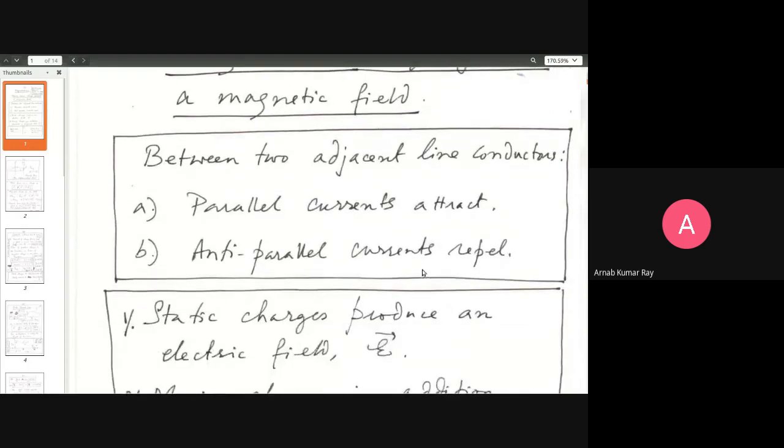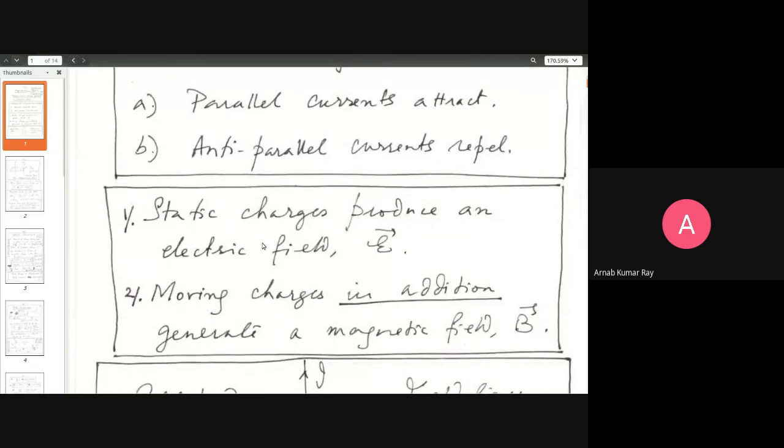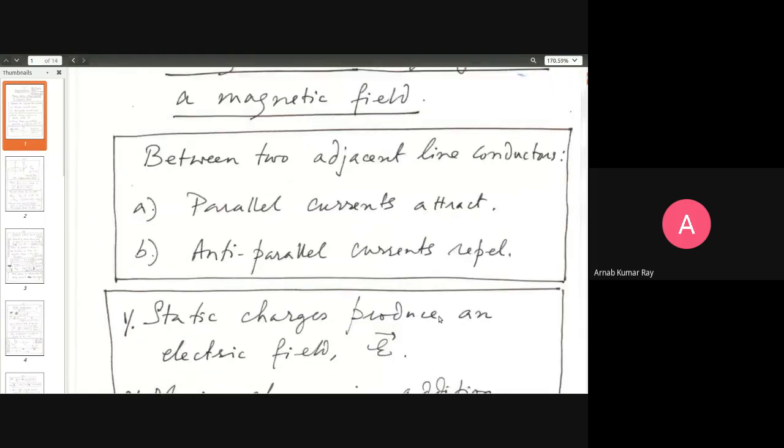Anyway, I touched upon this, and this is the point I made over here. The static charges produce an electric field E, and moving charges, in addition, meaning the electric field will be there, will also create a magnetic field B. And the observation: just like you have two charges, as in electrostatics, if they are of the same type, they will repel each other. If they are of the opposite type, they will attract each other. So something similar is observed in the case of magnetism as well.